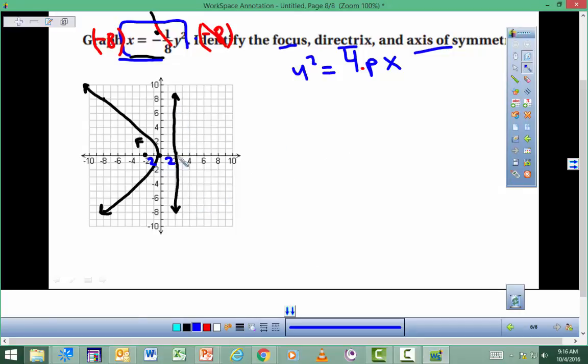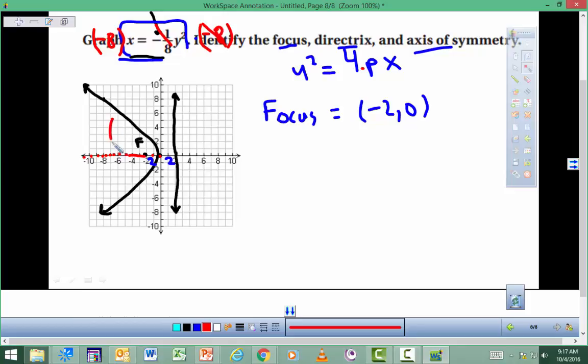Well, the directrix is this line behind it. I'll go over here in just a second. But let's write down the focus point. Isn't it at negative 2, 0? And where's the axis of symmetry? The axis of symmetry this time is this line going down here in red, right? It's right here.